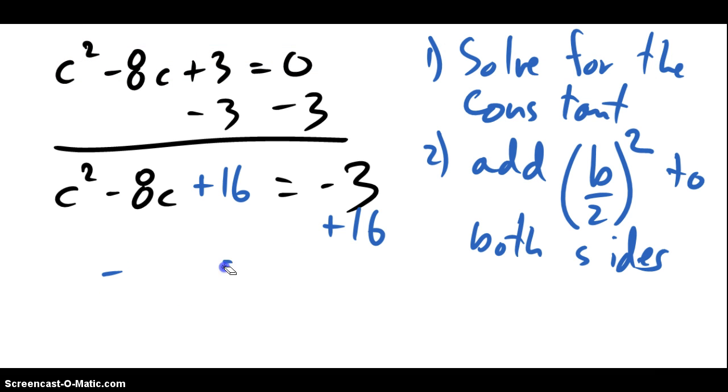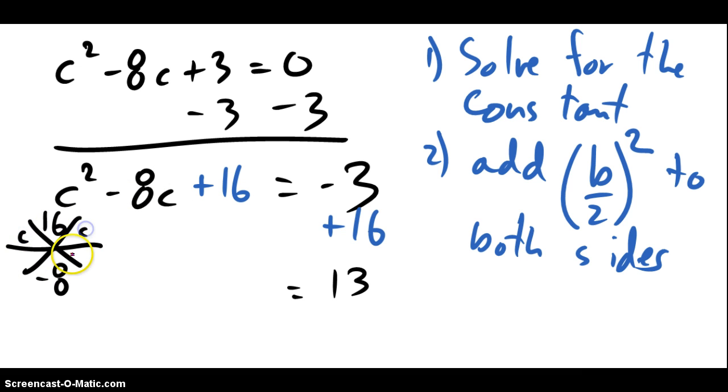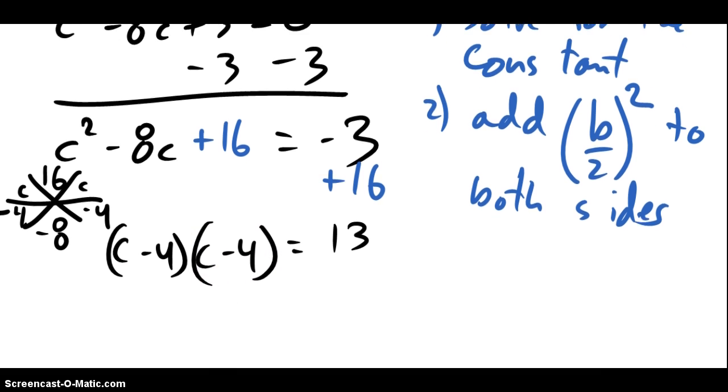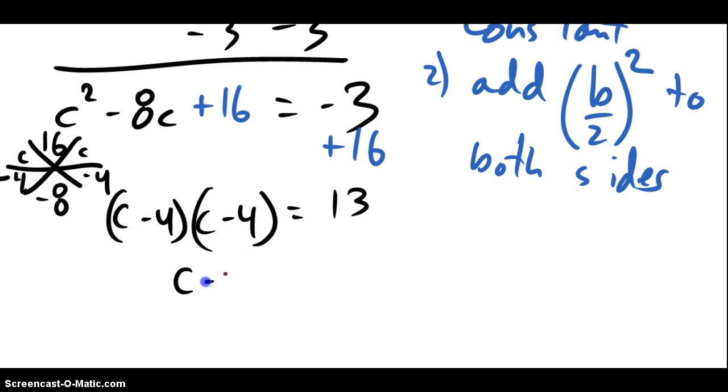Now, when I add the 16 to both sides, I get c squared minus 8c plus 16. On this side, I have 13. Fine. On this side, I can now factor it, and you can see that it's a negative 4 and a negative 4. So I have c minus 4 times c minus 4. See it? Now that's exactly what I want, because that's another way to write this. The lazy way to write this is c minus 4 squared. See it? So we factor this.